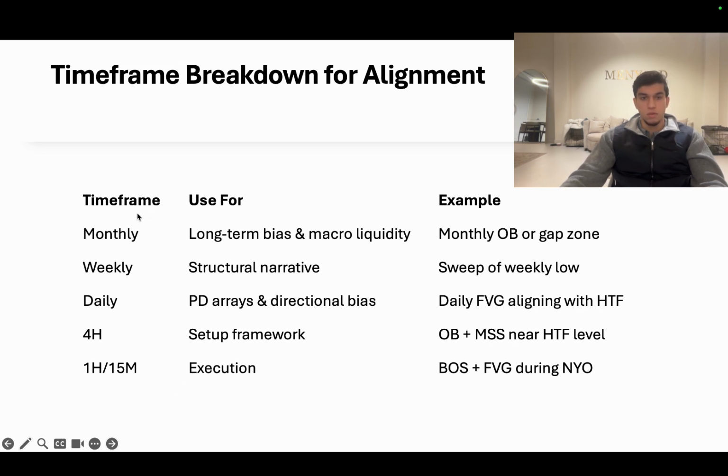I'm going to talk about it a little bit also. You have a sheet like this. The monthly, you go to the daily chart. Weekly, you go to the 4 hour chart. Daily, you go to the 1 hour chart. And 1 hour, or the 4 hour, you go to the 1 hour or the 50-minute chart. That's the time frame alignment. I'm going to show you guys that also.